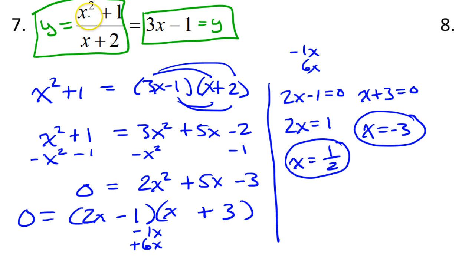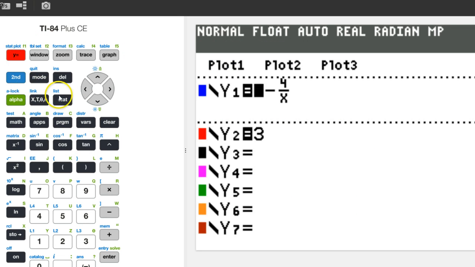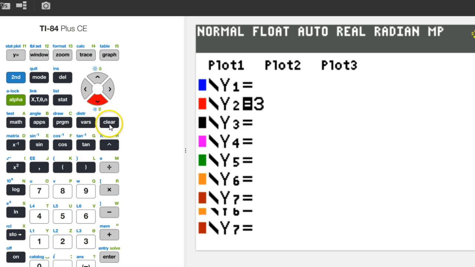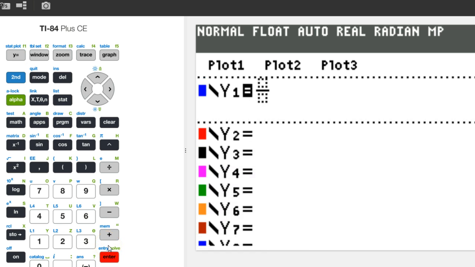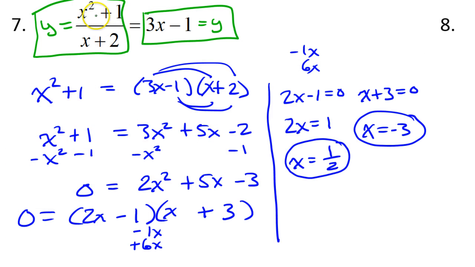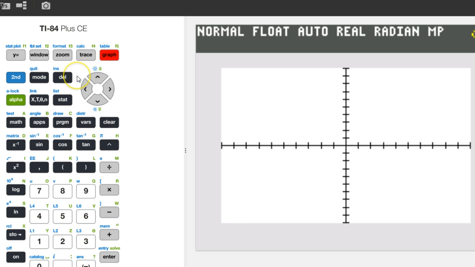So let's see if I can remember this. X squared plus 1 over x plus 2. Hit y equals, clear it out. On a graphing calculator, to go into fraction mode, you hit alpha and then y equals. Option 1 is fraction mode, so I'll just hit enter. And I already forgot what it was. X squared plus 1 over x plus 2. So here we go. That's my first equation. Let's hit graph and take a look at it.